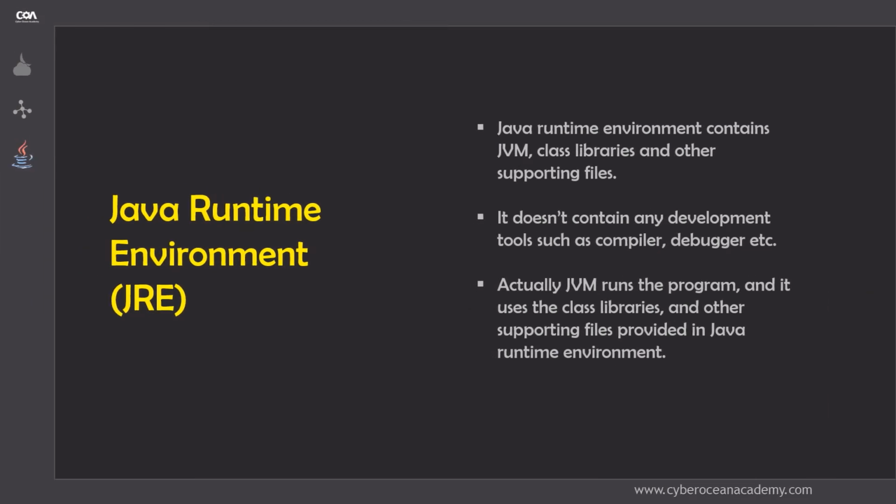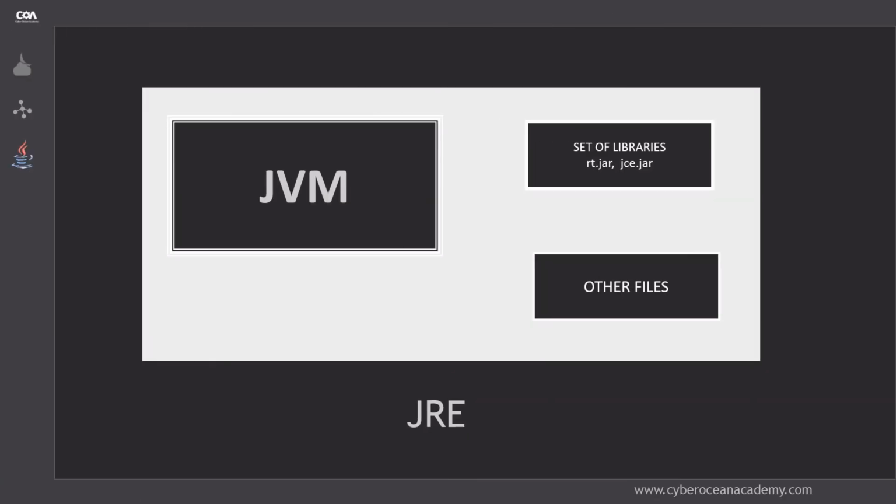Now let's talk about another important term, that is JRE, our Java Runtime Environment. The Java Runtime Environment contains JVM, also class libraries and other supporting files. It does not contain any development tools such as a compiler or debugger. JVM runs the Java program and uses the class libraries and other supporting files provided in the Java Runtime Environment. You can see here we have JVM inside our JRE and other supporting files like rt.jar and other files.